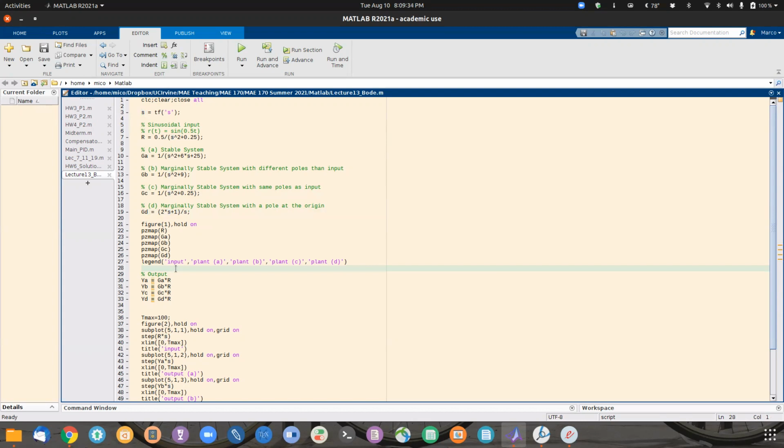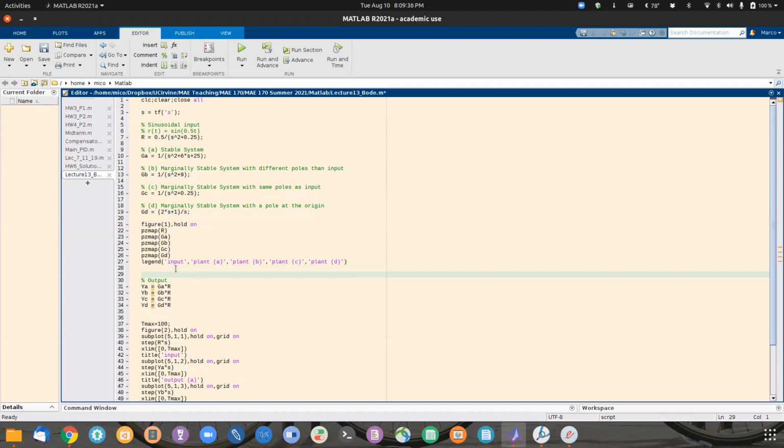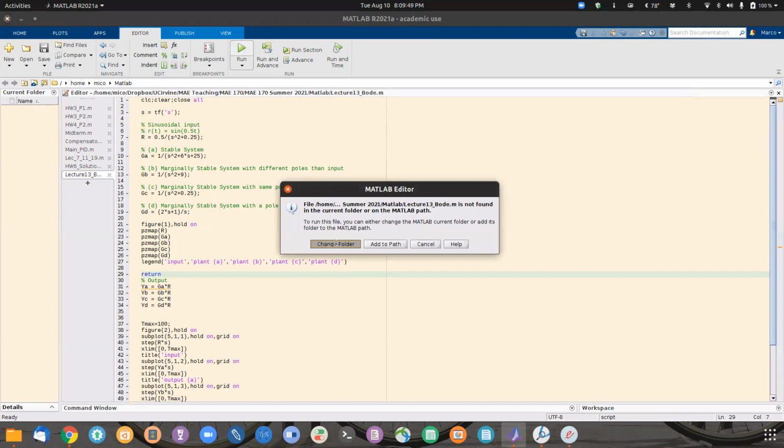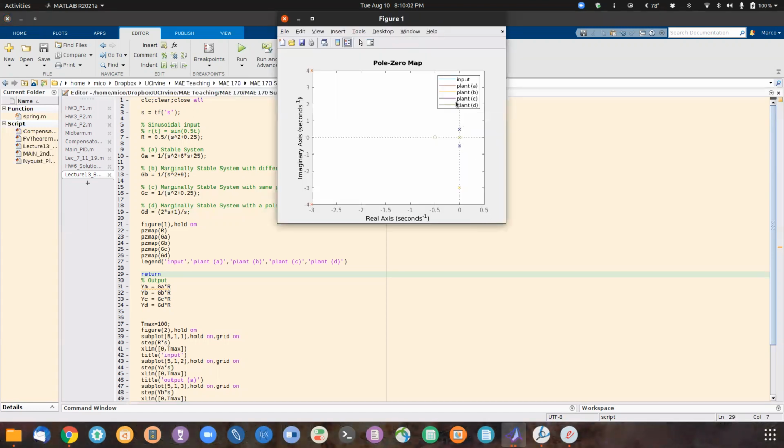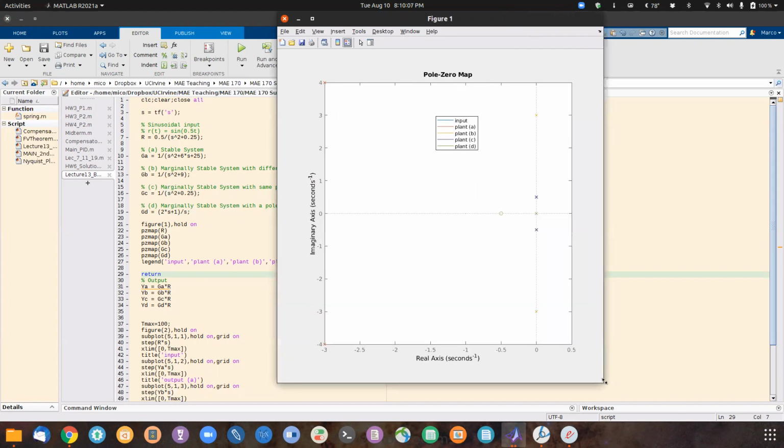So before actually studying the output, let's plot the poles on the complex plane. And so, as usual, I've used the PZ map option. So if we just run the script, okay, I don't know why it's taking so long. All right, so here we can see the poles for the 4 cases.